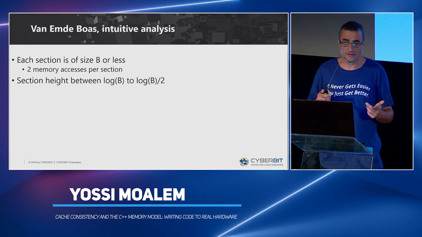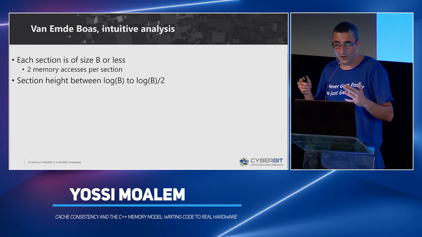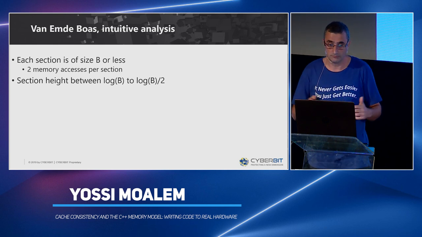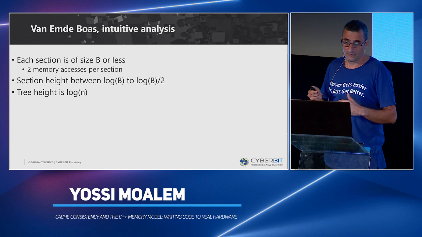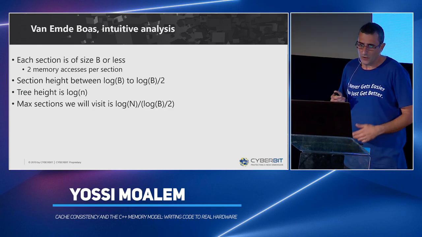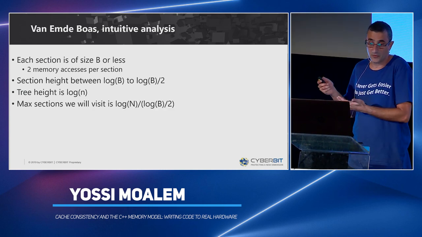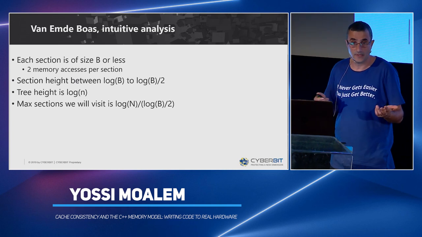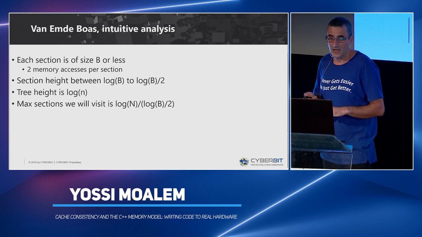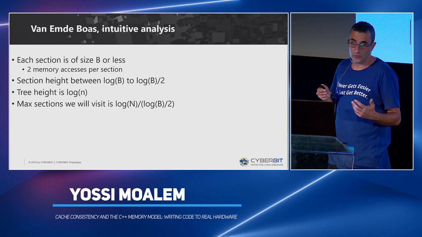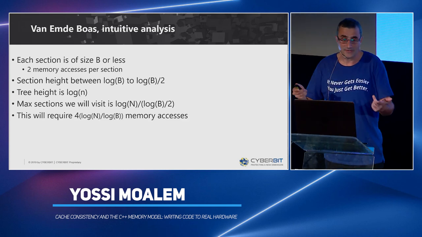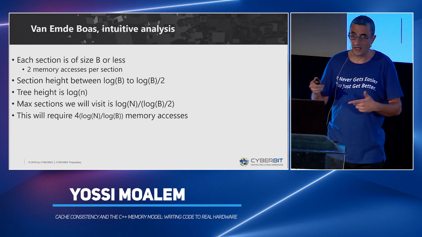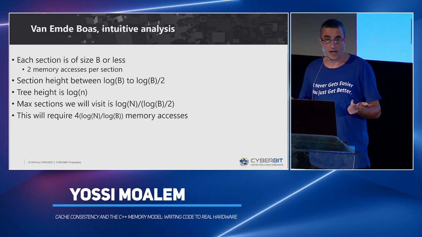Every section height is between log B and log B divided by 2, because it's a tree. The tree height is log N. So the maximum number of sections that we'll need to visit is log N divided by log B divided by 2. And we said that every section will require two memory accesses, so we'll require a maximum of 4 log N divided by log B memory accesses.